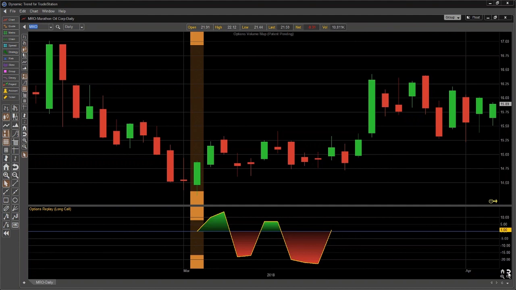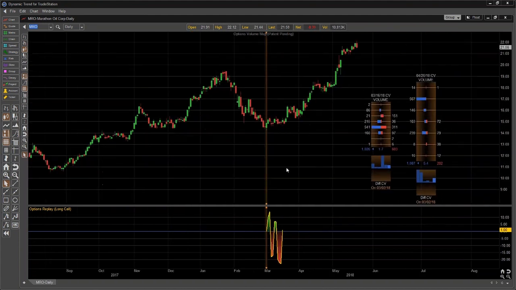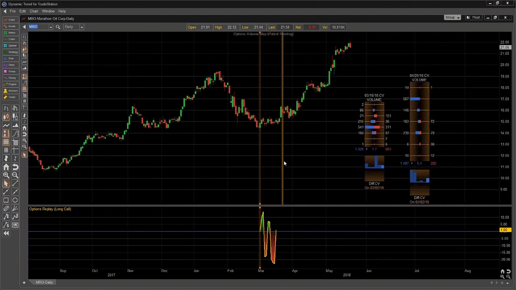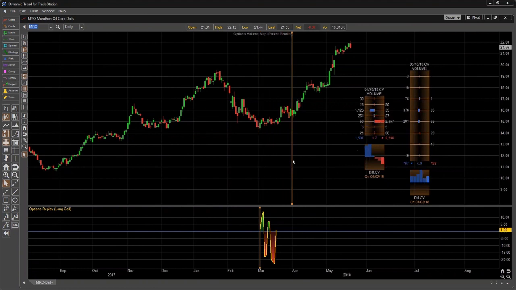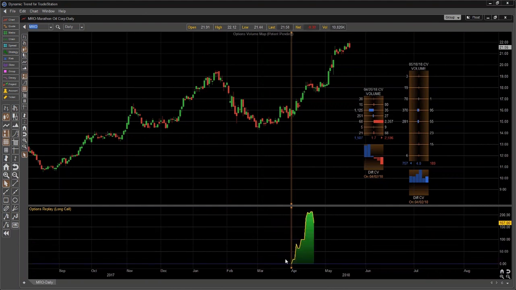Let me reset my chart. There we go. Or if we would have jumped into this particular trade that we looked at and moved our options volume map over here, or options replay, this is what our long call would have looked like for that particular setup.